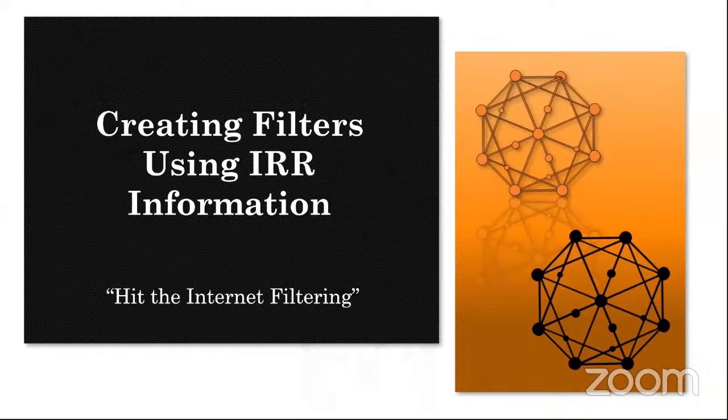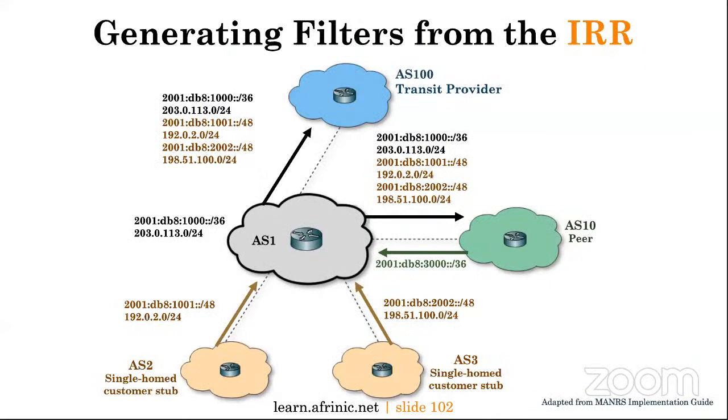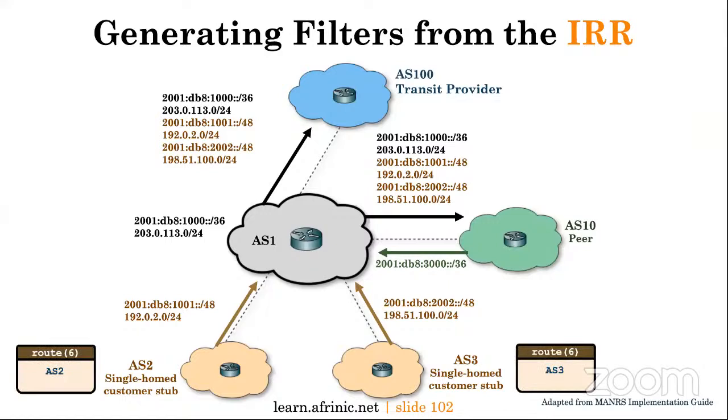All right. So this is just an example to highlight how this is done. AS1, which was the main thing, the AS we are focusing on in this diagram, will require its downstream customers, AS2 and AS3, to register their route or route6 objects in the routing registry. And as Dev said, you need to have that resource allocated to you before you can do that.